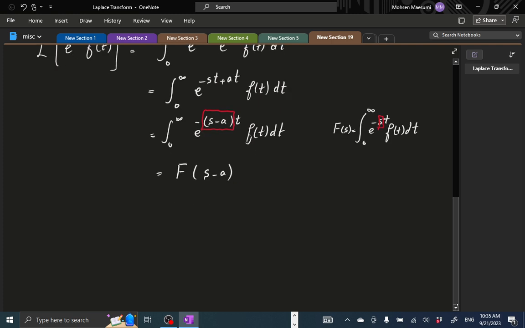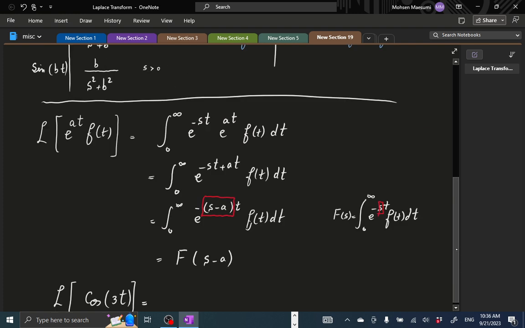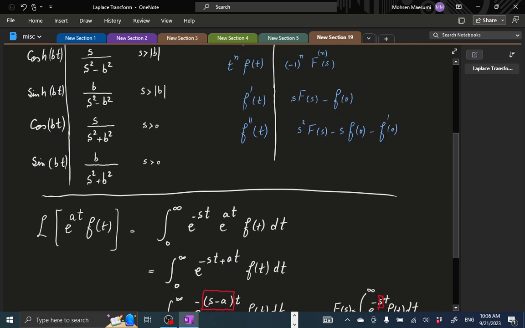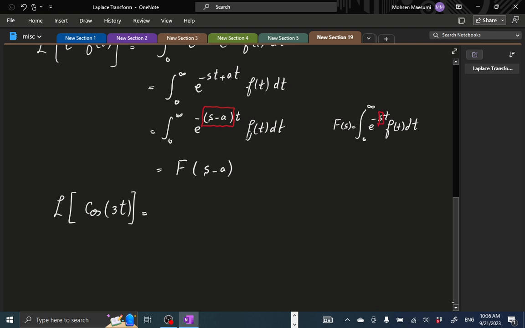Now let's go ahead and practice it to make sure we understand what it is that we are talking about here. Let me just remind you, for example, suppose I have already studied the Laplace transform of cosine of 3t. We have done this last time. For cosine, we have already made the formula here. So it is s over s squared plus 3 squared. Now the question is, what if I multiply this thing by exponential of 2t and take the Laplace transform of that?